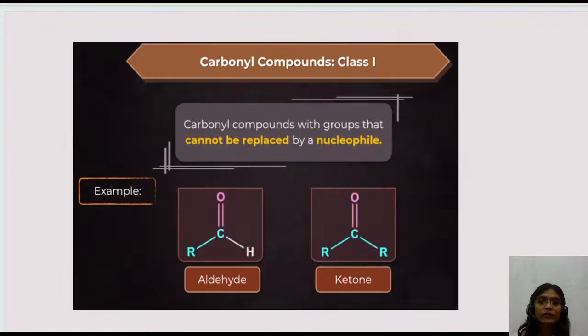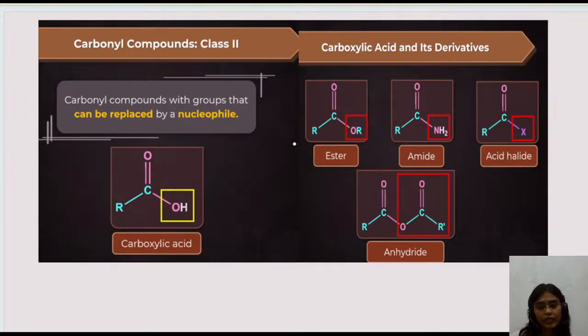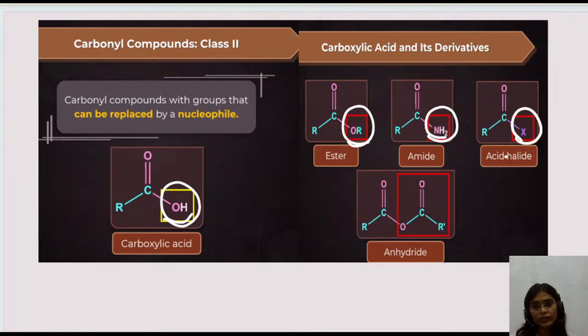Then we further classified into two parts. Class number one is when this position is not replaced by any kind of nucleophile. But on the other hand, in class number two, we have, let's suppose, the carboxylic acid or OR or the NH2 group or X or anhydride. In these cases, it's very easy to replace these OH or OR or NH2 group with some substituent.